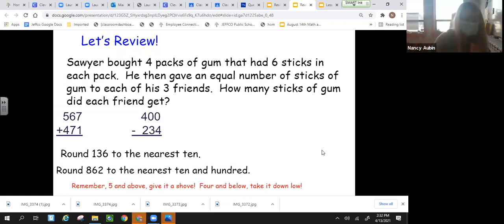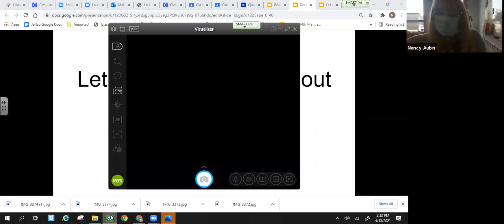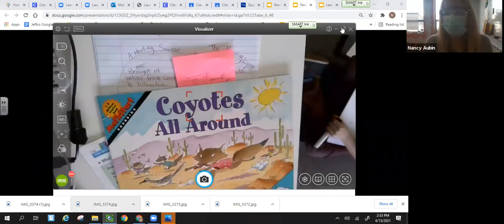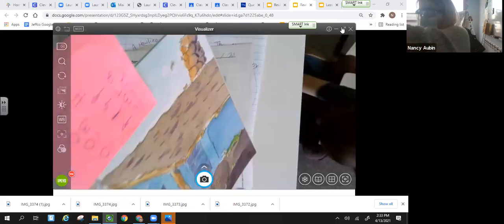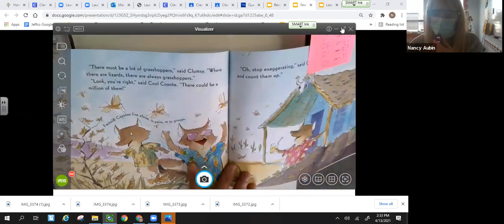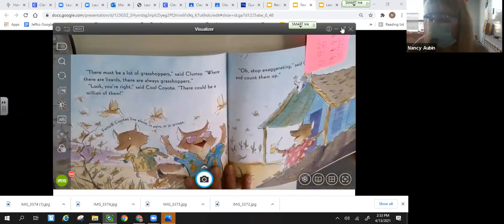All right, so moving right along, we are going to finish our place value book, Coyotes All Around. So keep your boards ready. You're going to see if you can answer it before the coyotes can. Okie dokie, Smokey. So we left off. Here we go. We left off here where the coyotes were trying to see how many of the different insects and animals there were around them. So here we go.